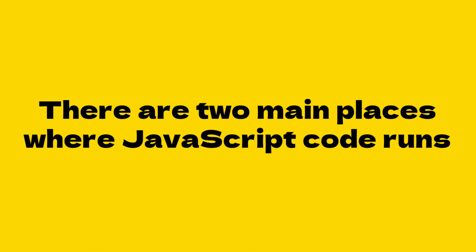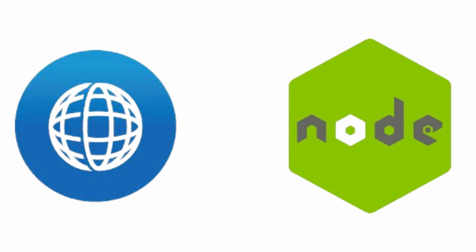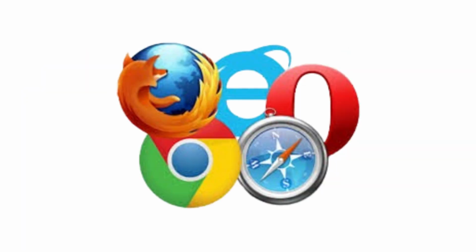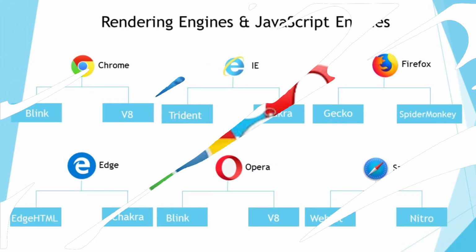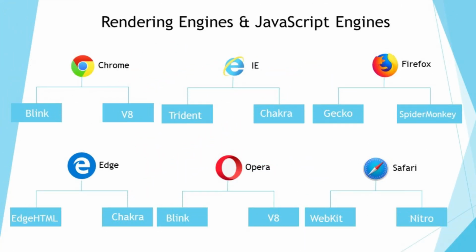Where does JavaScript code run? There are two main places where JavaScript code runs. The first one is the web browser and the second one is Node.js. JavaScript could run in your favorite browser like Chrome, Firefox, Safari, and so on. They all have built-in engines designed to understand and execute JavaScript code.